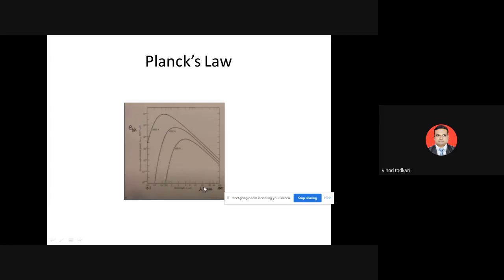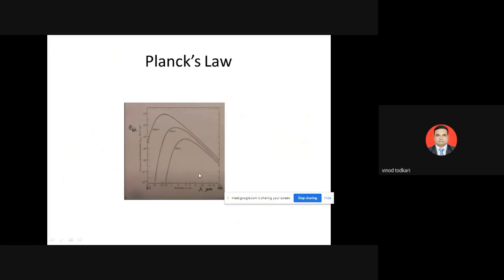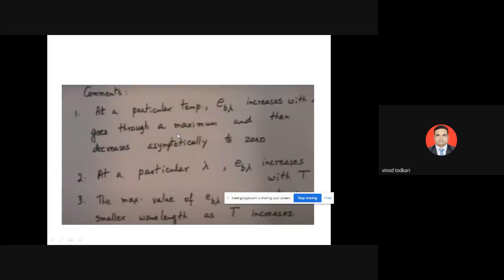What is the second conclusion he has drawn? At a particular wavelength, Eb lambda increases with T. Take any lambda and draw a vertical line; it will intersect the three curves: the innermost curve here, the middle one here, and the topmost curve here. For any constant lambda, as temperature increases, the monochromatic emissive power of a black body will increase. For any constant lambda, with increase in T, Eb lambda will increase. I think it is clear to you. So this was the second conclusion.